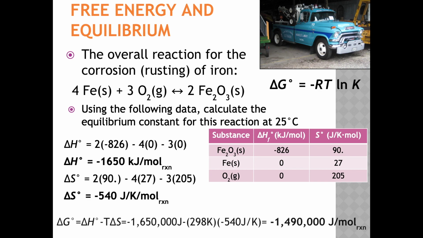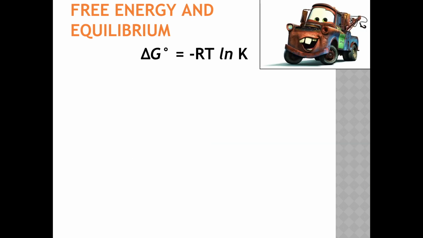If we substitute delta H and delta S into the free energy equation, we get negative 1,490,000 joules per mole of reaction. This tells us that rusting iron is thermodynamically favored at 25 degrees Celsius. Now let's take the free energy equilibrium constant relationship and solve it for K. Dividing both sides by negative R and T will give us this expression.